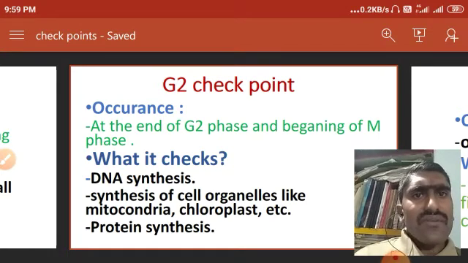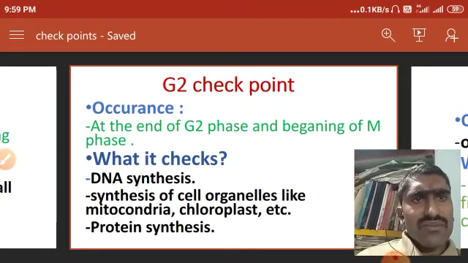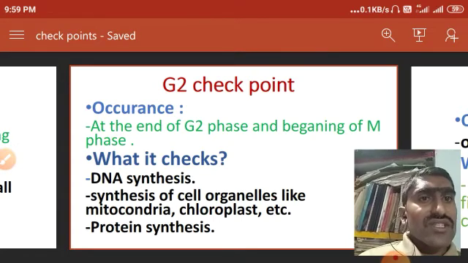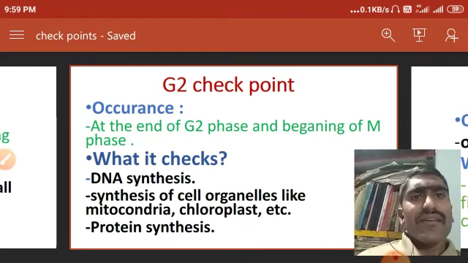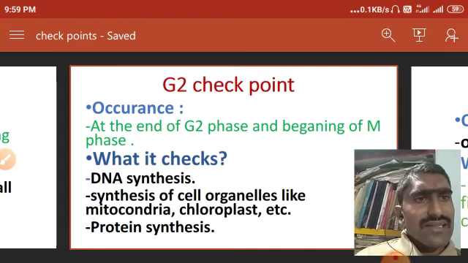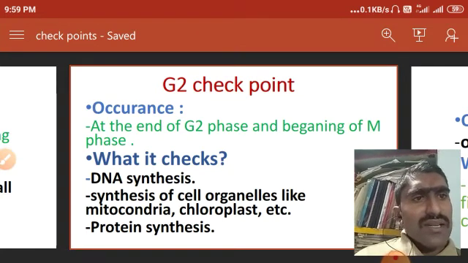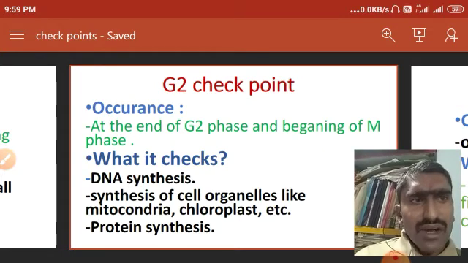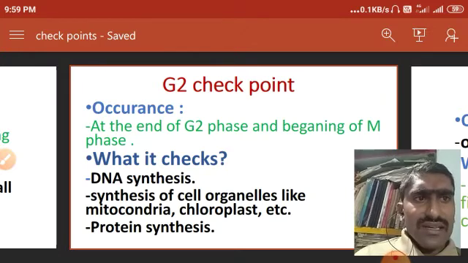Next we move towards the G2 checkpoint, which occurs at the end of the G2 phase and the beginning of the M phase. And what does it check? First of all, it checks whether the complete and proper set of DNA has been successfully synthesized or not, because during S phase the synthesis of DNA is done.